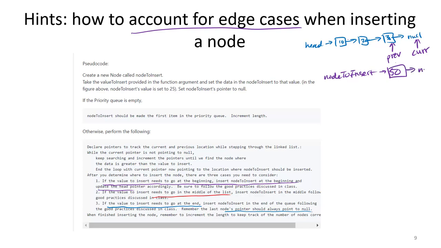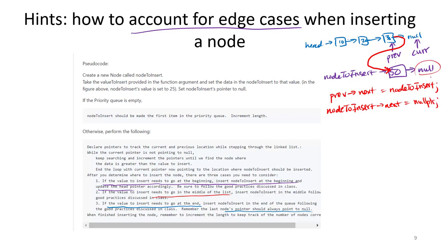So here, for example, if we had that node containing 50, then we would need to write the code previous arrow next equals node to insert. That would take previous's next pointer and make it point at the node we want. And then we'd need to make sure that node to insert's next pointer points at null. In this case, it already does, but you would want to make sure that you're pointing at null because that node is now the end of your list.